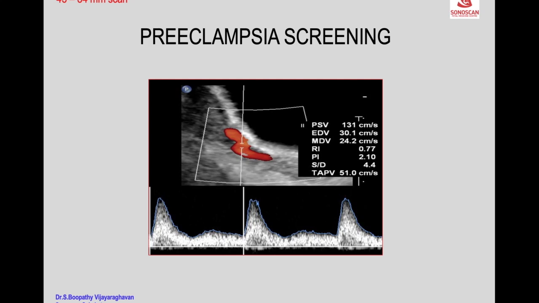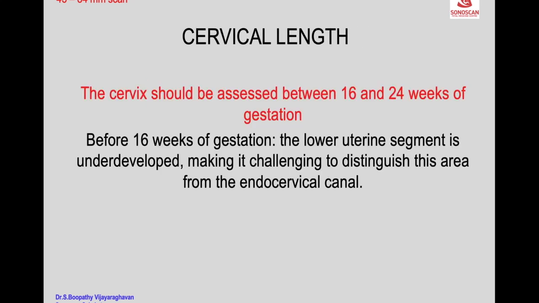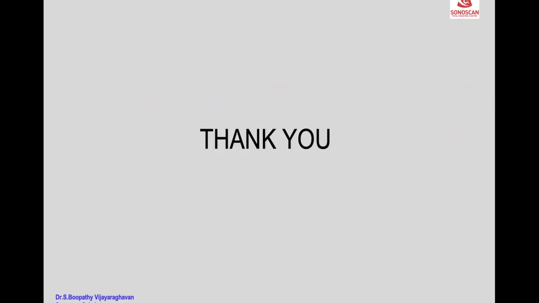The 45-84 millimeter scan is also the period where screening for preeclampsia can be done using the various parameters put forth with fetal medicine. Is not measured during the 45 to 84 millimeter scan. Again, the cervical length will be covered in a separate lecture. So these are the guidelines and protocols for the 45 to 84 millimeter scan, otherwise the 11 to 13 weeks 6 days scan. Thank you.